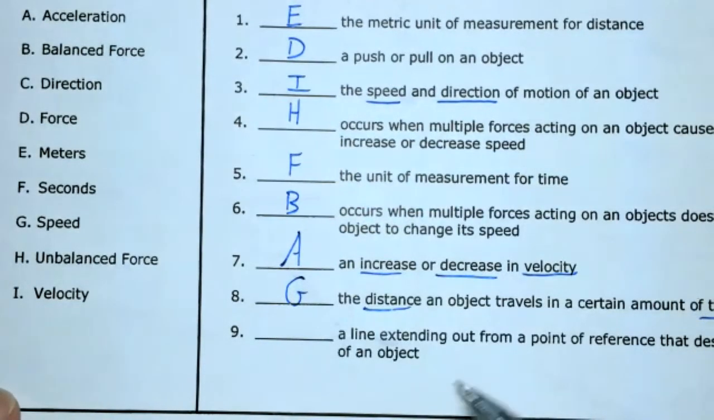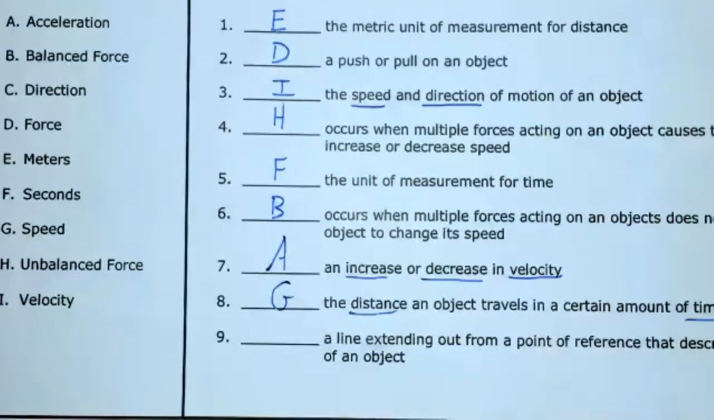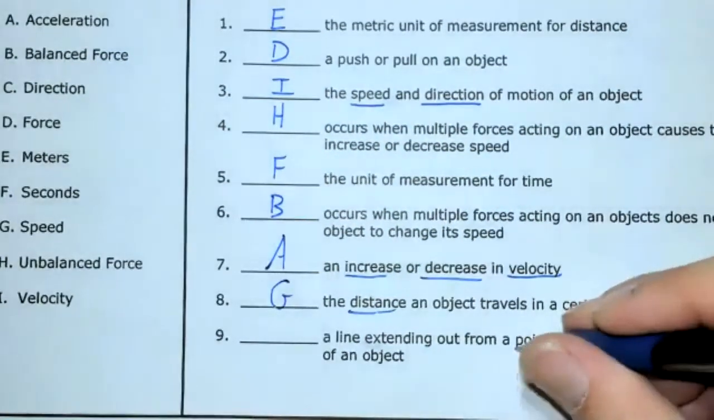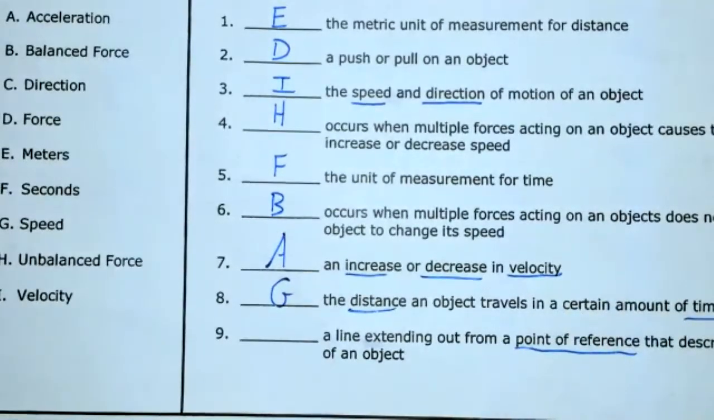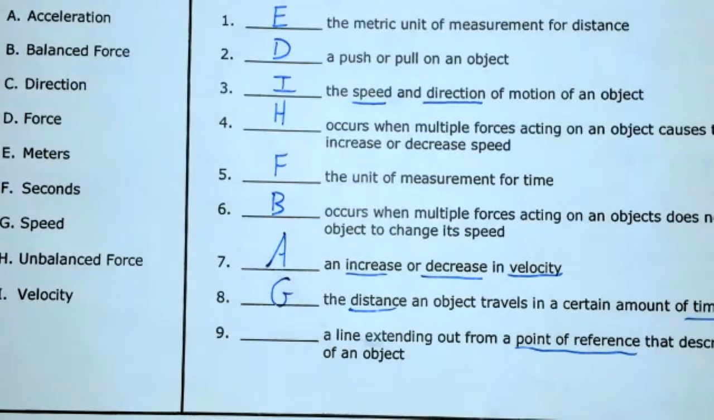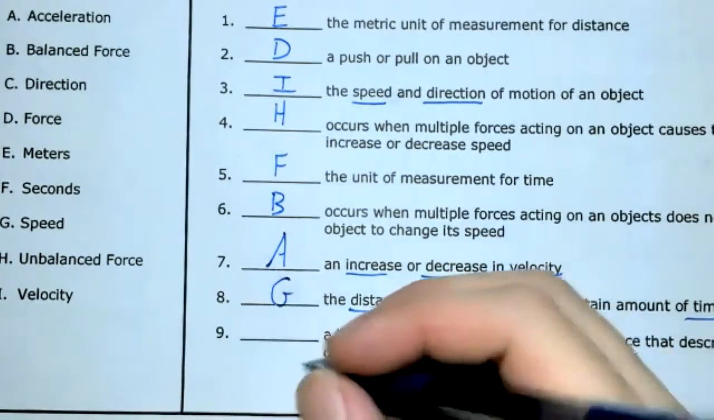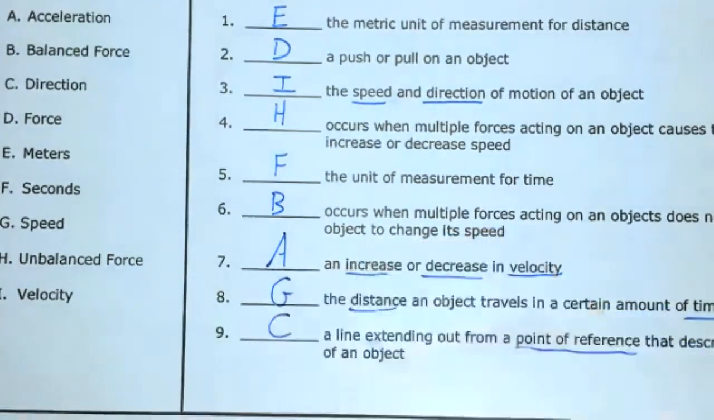And this one's hard, guys. You kind of have to think outside the box. But a line extending out from a point of reference that describes the motion of an object. If you're talking about a point of reference and where something is going, you're talking about direction, C, direction.